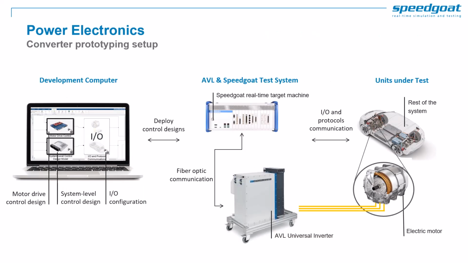One example is the AVL and Speedgoat test system for motor inverter prototyping. You can leverage the AVL Universal Inverter to drive your electric motor. The controls can be deployed to a Speedgoat real-time target machine interfacing with the inverter via fiber optic communication. And now I'm handing over to Andreas Fixer from AVL for a hands-on workflow demo.